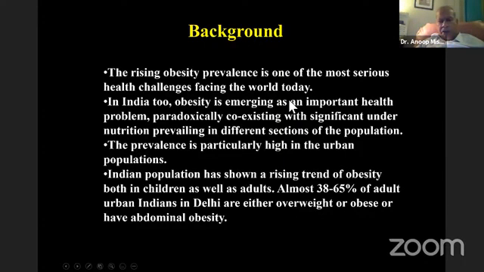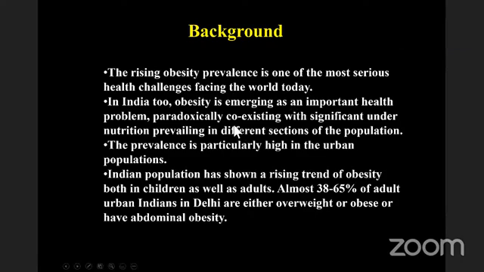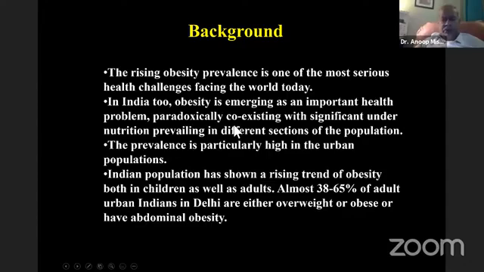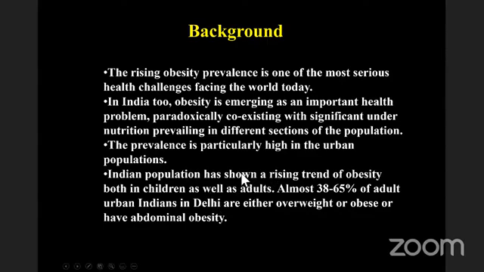I will also clear some doubts because some terms have been used repeatedly by most of the top people in the world, and which are not entirely correct, and a couple of clarifications are also needed. Now, a background: rising obesity prevalence is one of the most serious health challenges facing the world today. In India, obesity is emerging as an important health problem, paradoxically coexisting with a significant number of undernutrition cases prevailing in different sections of the population. The prevalence of obesity is particularly high in the urban population, and the Indian population is showing a rising trend of obesity both in children as well as adults. About 30 to 65% of adults, according to one estimate, in Delhi are either overweight or obese.